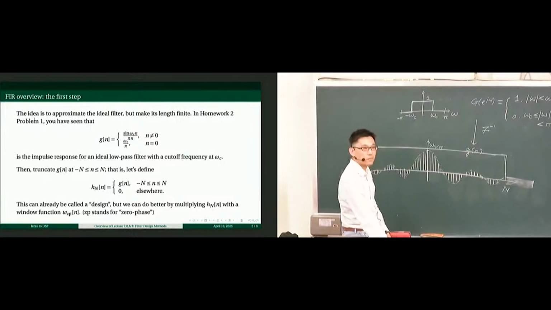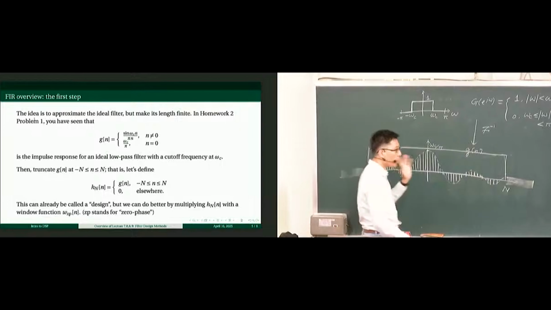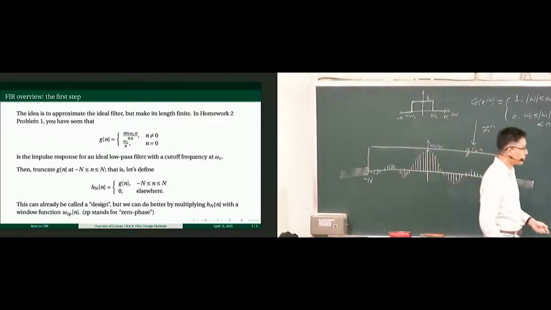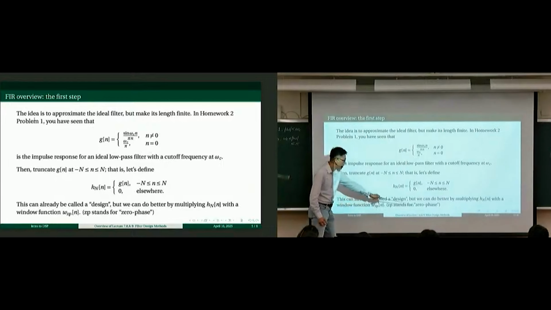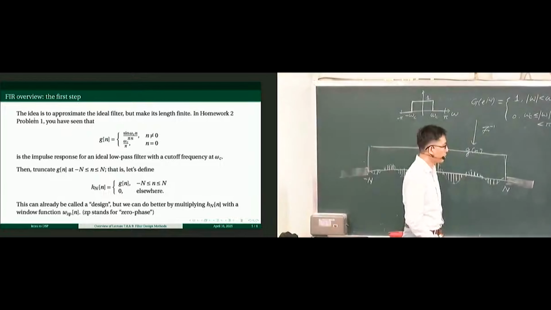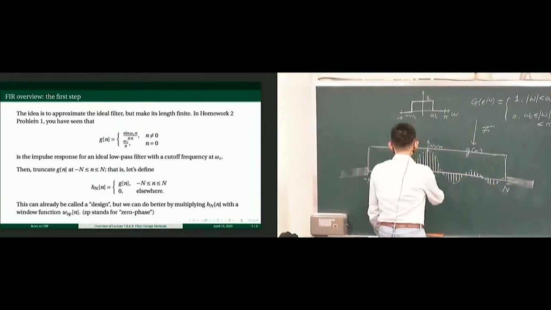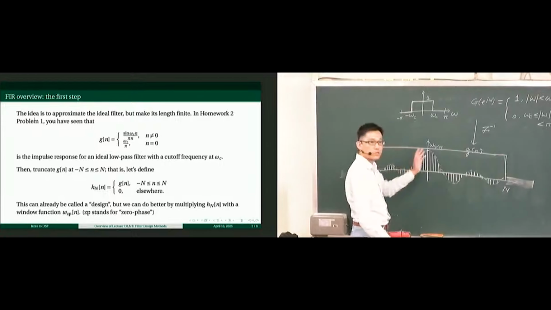Not filtering yet. This is still in the design process. We're not applying the filter yet. We're still designing the filter. But the way we design the filter is by multiplying this middle part, this middle part, with a window function. Let's call it W of n with subscript ZP, which stands for zero phase. The reason will be clear. We'll multiply this H of n with a smooth function, a smooth window. Okay, window function.